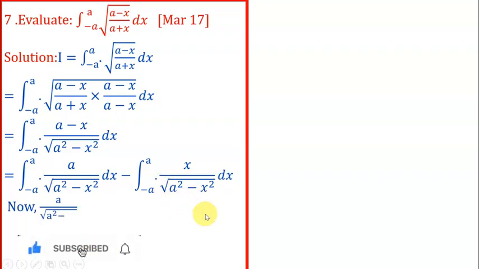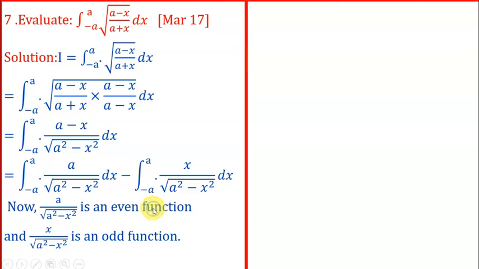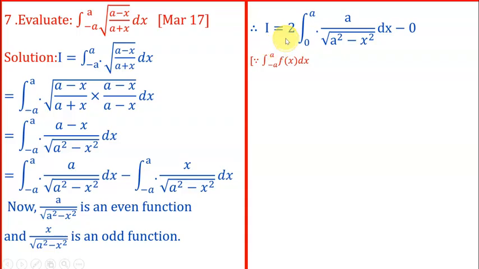Okay. Now, a upon root of a square minus x square is an even function, and the second, x upon root of a square minus x square, is an odd function. Okay, therefore here I is equal to 2 times the first integral, and the integral of this odd function is 0 with the help of the property.